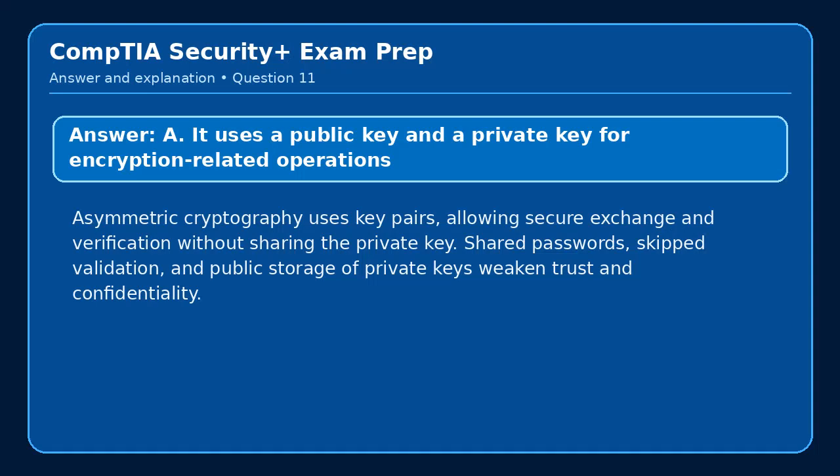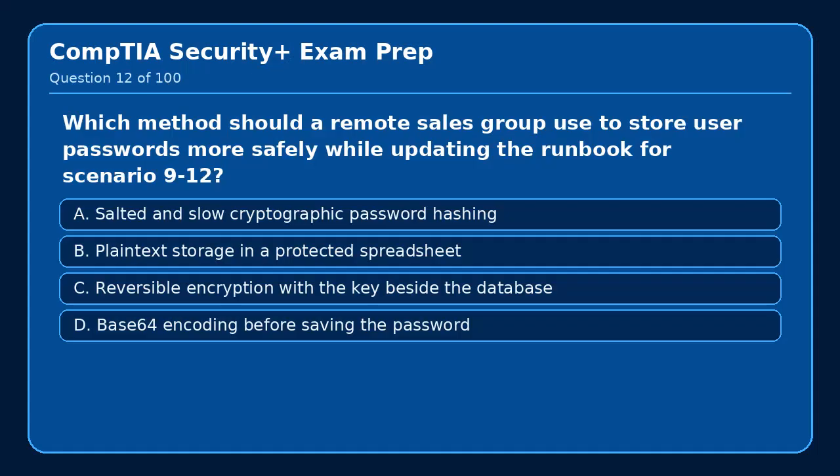Question 12. Which method should a remote sales group use to store user passwords more safely while updating the runbook for scenario 9 to 12? A. Salted and slow cryptographic password hashing. B. Plain text storage in a protected spreadsheet. C. Reversible encryption with the key beside the database. D. Base64 encoding before saving the password.